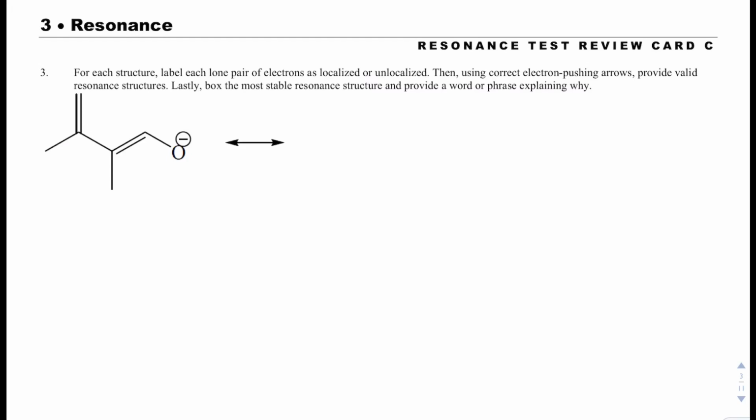Now in number 3, I see charge, so my focus is going to be on charge, and this time it's a negative charge. And like we said in class, negative charges will behave as bullies, and they will kick out double bonds and put those electrons on the adjacent atom. Same thing will happen here.